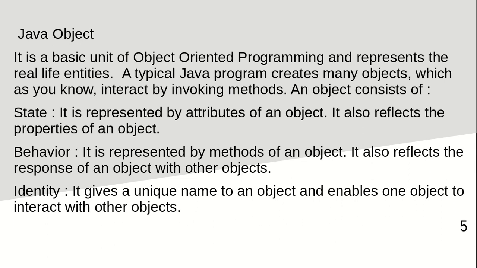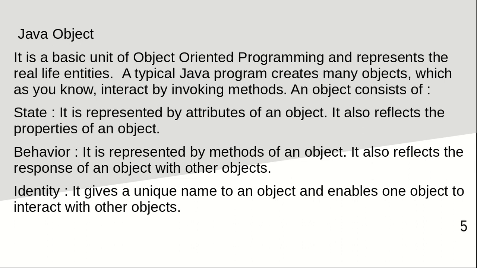The state represents the attributes of the object, which reflect the properties of the object. For example, take student as an object, and then we specify the roll number of the student, name of the student, and address of the student, that means the attributes of our object. The behavior represents the methods of the object, which reflect the response of the object with other objects.